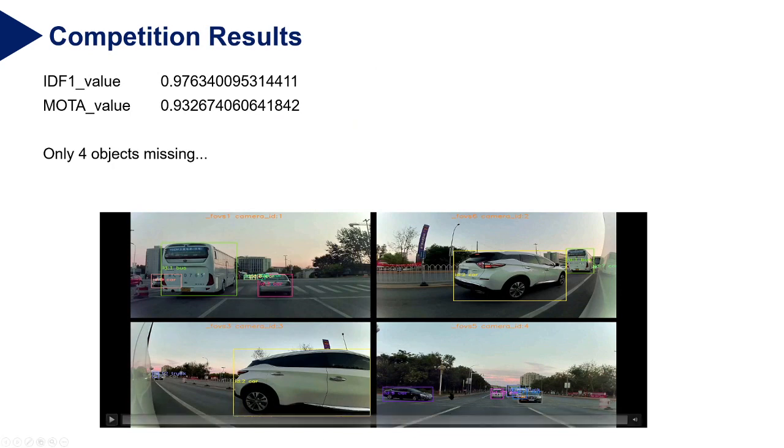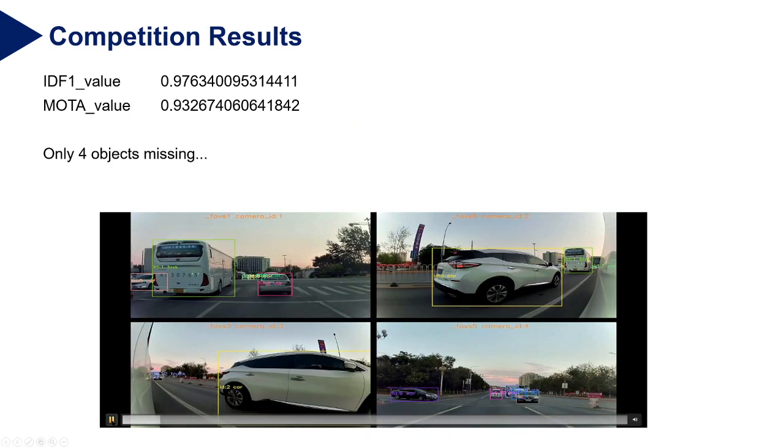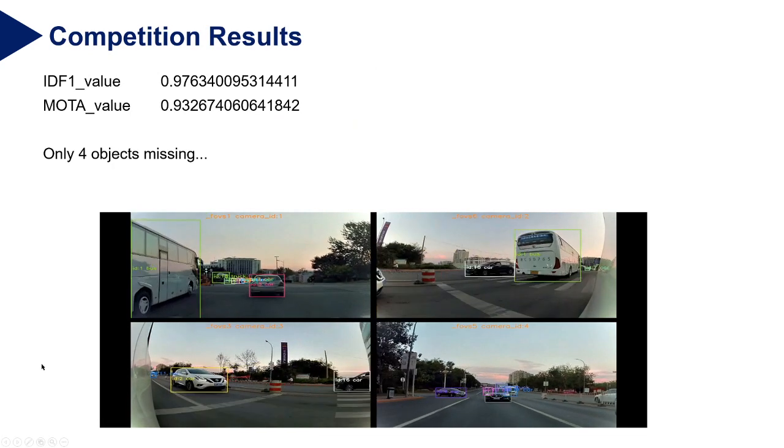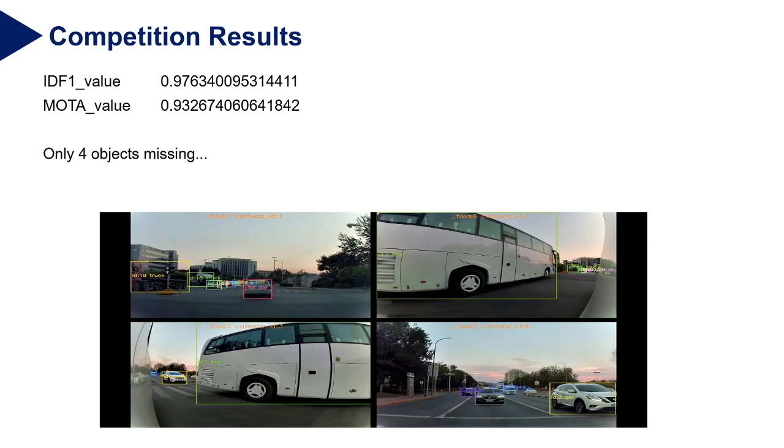And here is our result. In the IDF1 and MOT metrics, in the whole process there are 131 objects to be tracked, but we only missed 4 objects. So for us the result is pretty good.